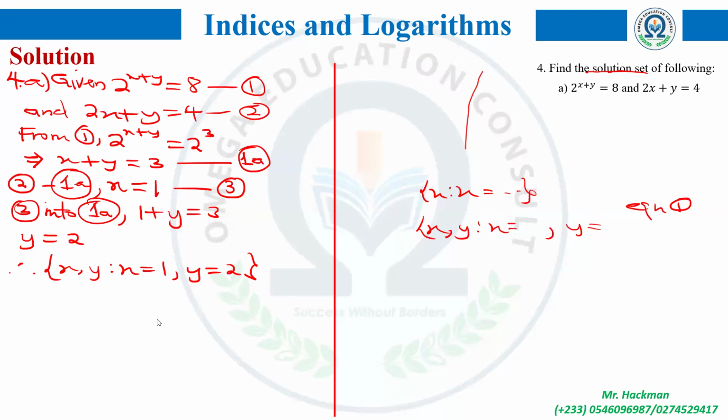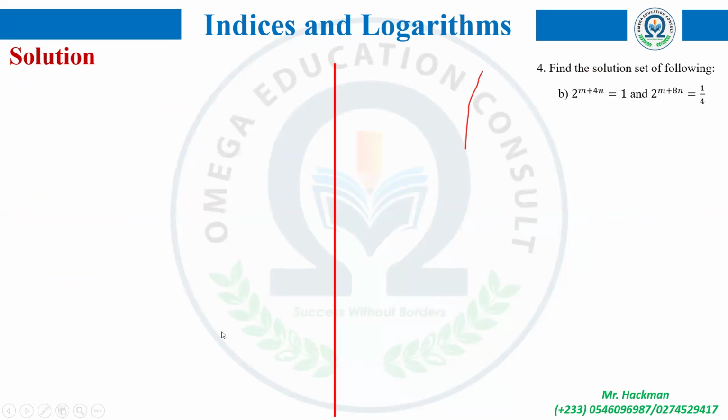This is the first example, so please do ask questions if you have any. All right, thank God we are all fine with this. So let's move on to the second one. B is what we have there.